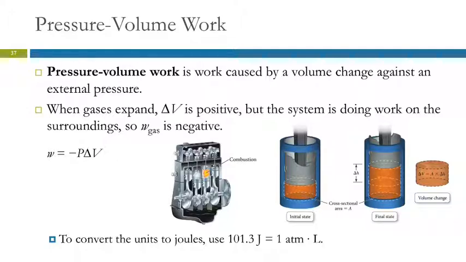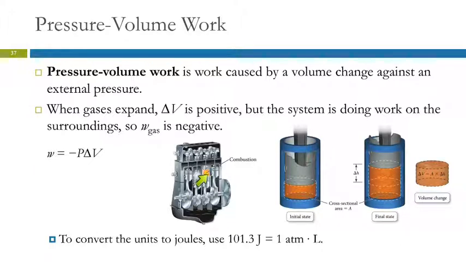The work is the pressure times the change in volume, but because the gas is the system and the gas is doing work on the surroundings, we need the work to be negative. So we end up with this. The work here equals negative P times the change in volume. Because the change in volume is always going to be positive, the pressure has to be positive, but we need the work to be negative.